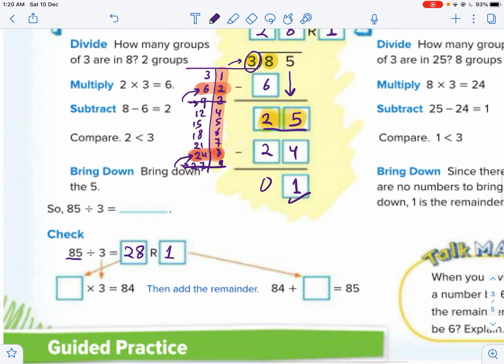Now, by flipping these numbers, this number will go here. So 28 multiplied by 3 equals 84, and then you add your remainder. So you will take this answer, the 84 here, you will add your remainder, which is just 1. So you will get 85, which is what? Which is the dividend that you started with, this one. So this is how we do it.